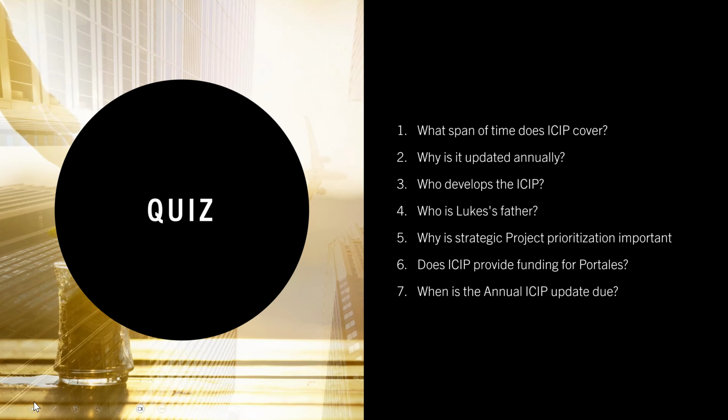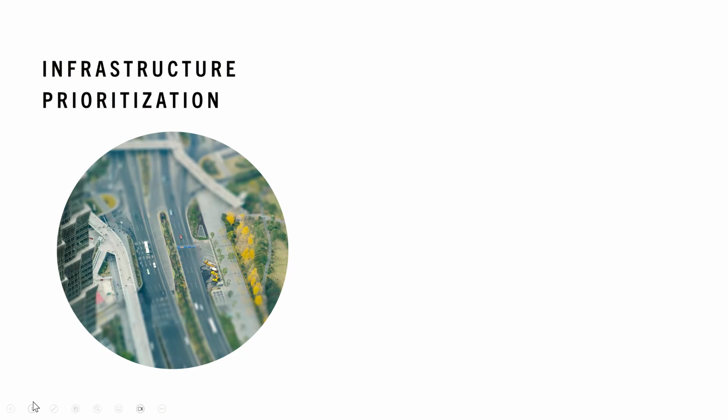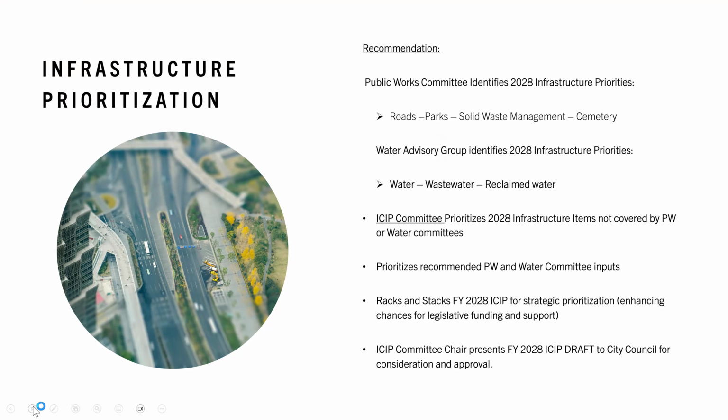And then when is the annual ICIP update due? July 1. This year it's July 1, 2026. It could move next year, but you're not wrong. July 1st, 2026. Okay. Any questions thus far? We're getting to the end here. All right, next slide. Infrastructure prioritization.